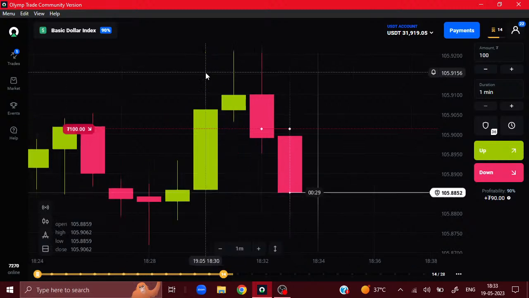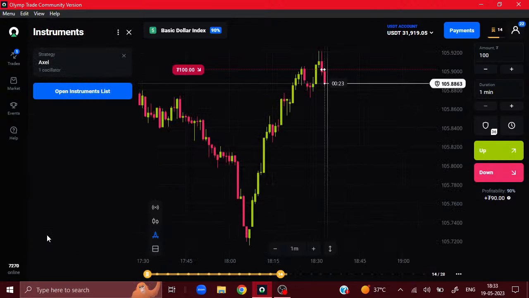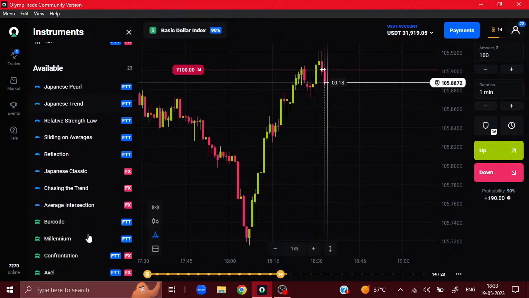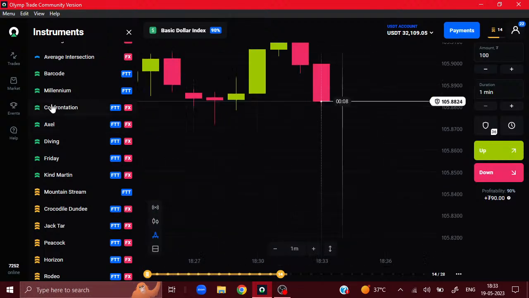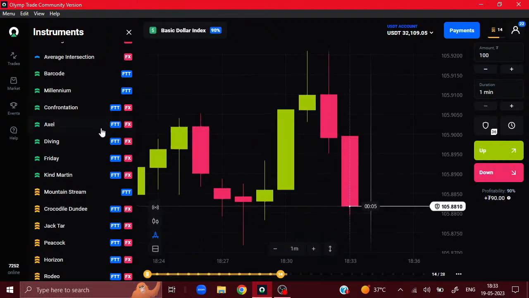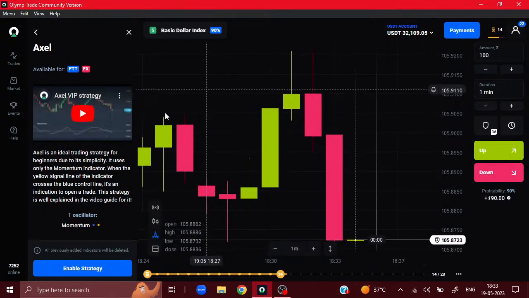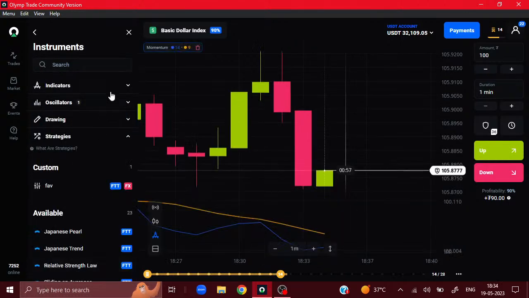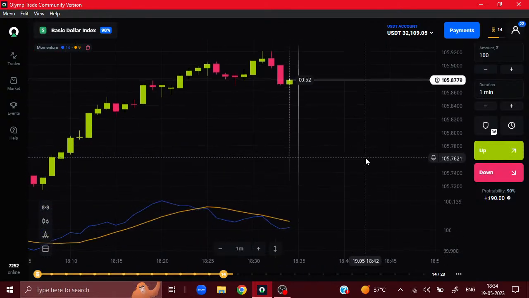So to apply the Excel strategy, what you will need to do is go to the trading strategy section. In the trading strategies, you will find the Excel strategy in the advanced strategy section. So guys, if you have the starter status on the platform, the Excel strategy will not be available to you. You will have to apply the strategy manually. So let's click on enable. Once we click on enable, we'll see that the strategy will be applied. It is very simple to use.